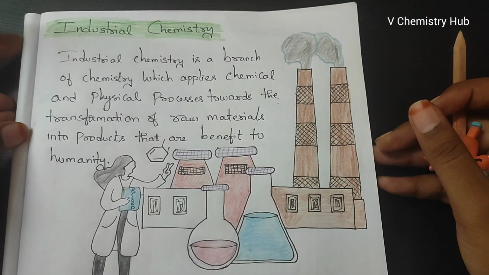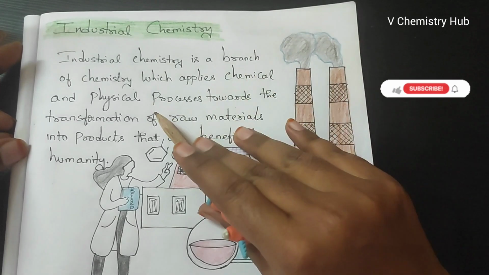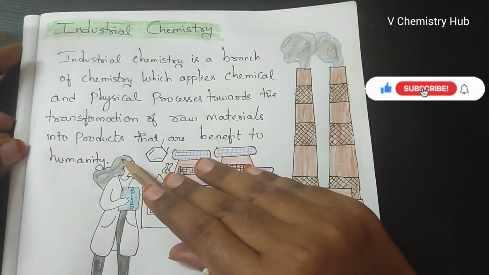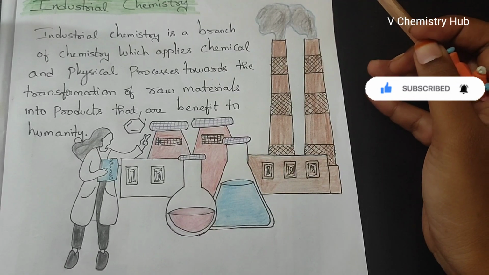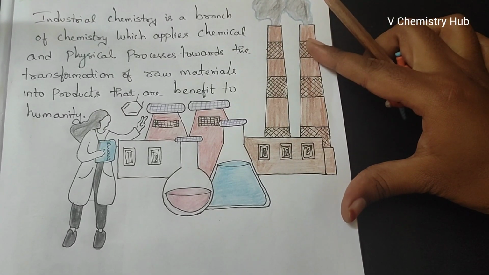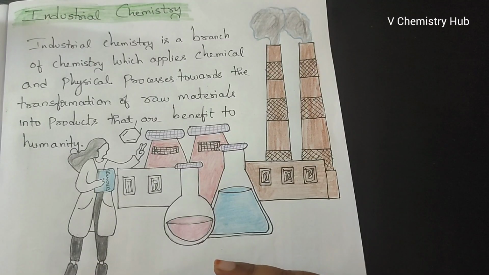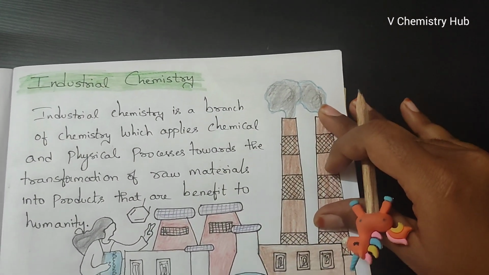Now coming to industrial chemistry. Industrial chemistry is a branch of chemistry which applies chemical and physical processes towards the transformation of raw materials into products that are of benefit to humanity. And industrial chemistry is important to manufacture new products. Raw products are dissolved, heated, filtered and treated with various other techniques to form new products. Examples of industrial chemistry are petrochemicals such as ethylene, propylene, benzene, styrene and so on, and ceramic products. So this is all about industrial chemistry.